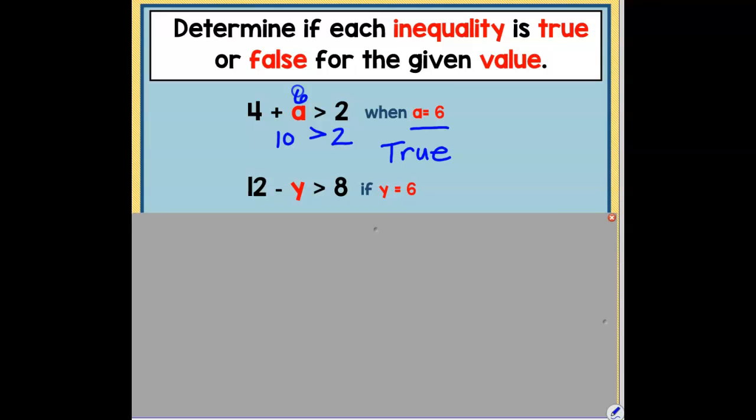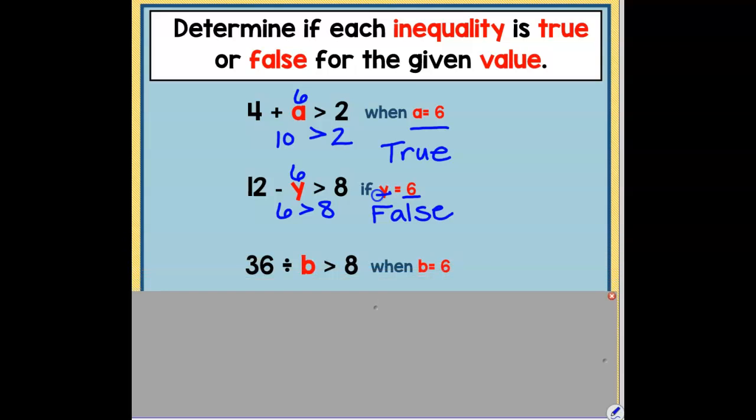Go ahead and write the next one. 12 minus y is greater than 8. Substitute y equals 6 and tell me if this is a true or a false statement. Well, now my variable is y. I'm going to substitute a 6 in. 12 minus 6 is 6. Is 6 greater than 8? No, it's not. So this is a false statement.